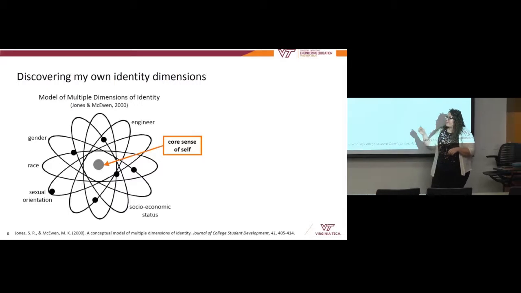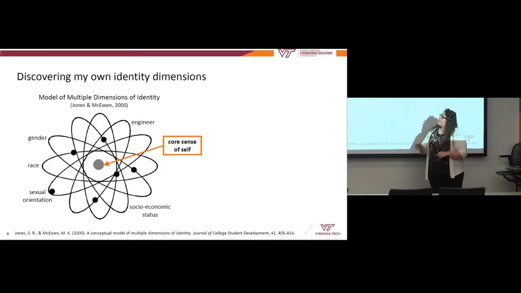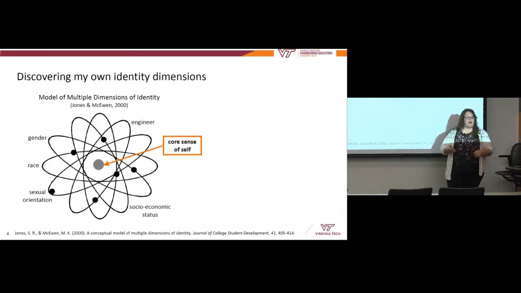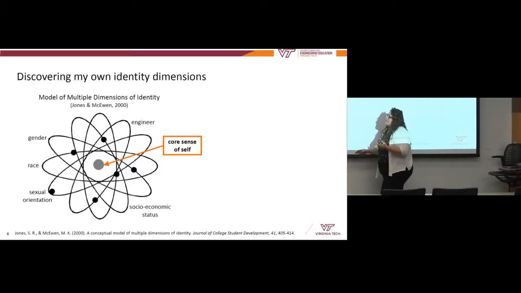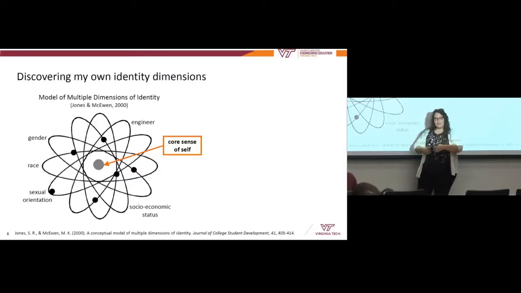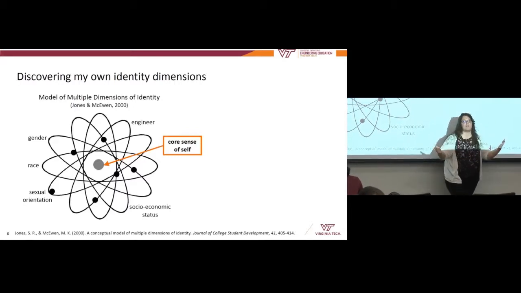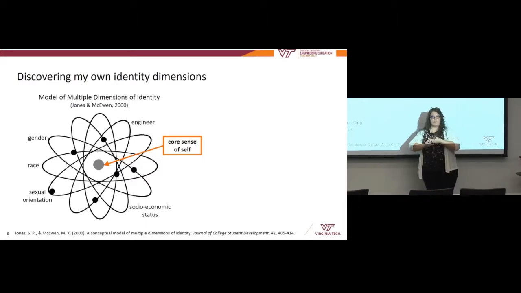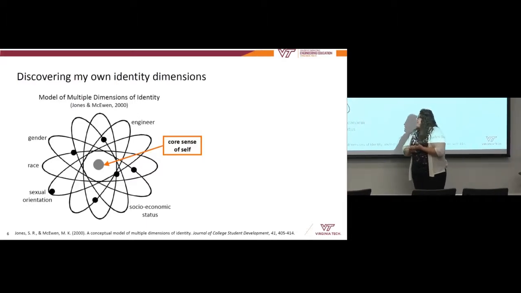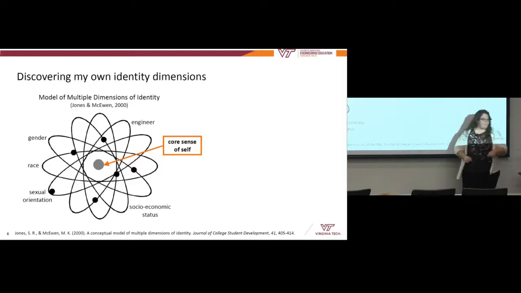So one of the underlying frameworks or sensitizing concepts that we call ungrounded theory was the multiple dimensions of identity model by Jones and McEwen. And one of the things that they really focus on is that you have this core sense of self, your values, who you are, and then you have all of these dimensions that move around that based on the context that you're in. So gender, sexual orientation, religion, there's been work on that, socioeconomic status, or a professional identity, being an engineer, is another aspect of that.